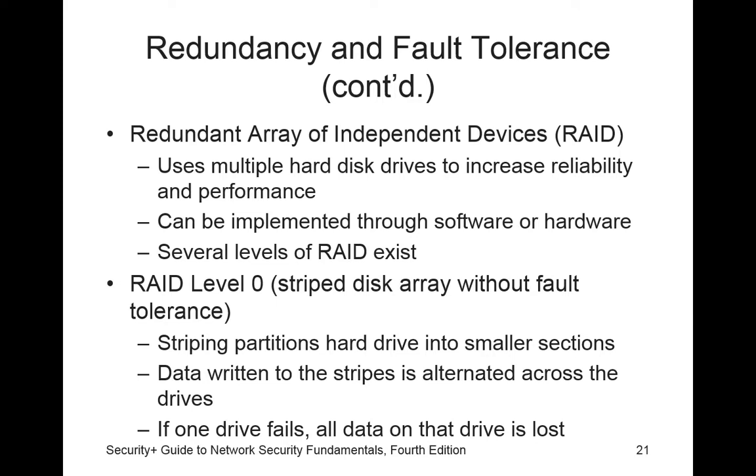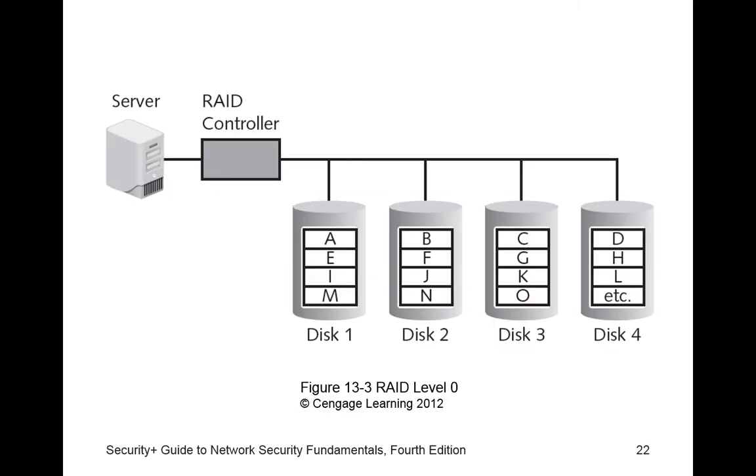How many of y'all have had network administration? Oh, yeah. Okay. When we talk about redundant array of independent disks, RAIDs, RAID 0 is basically a striped disk without fault tolerance. All it does is just write them A, B, C, D, E, F, G. And if disk 3 goes out, you lost C, G, K, and O.